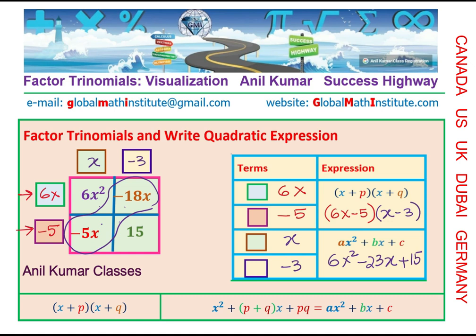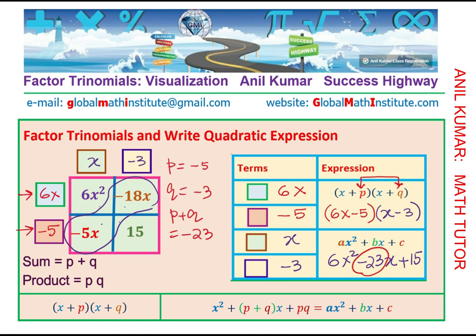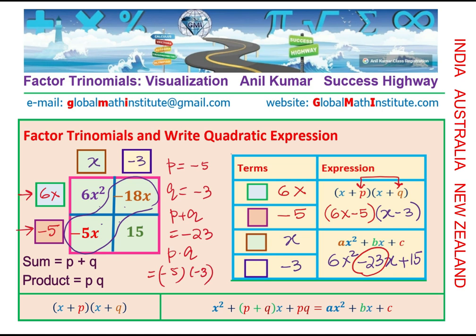Now, look here. If you're calling these numbers p and q, in our case p is equal to minus 5, q is equal to minus 3. You can see that p plus q is equal to minus 23, and that is the number which we got here as the coefficient of x. And what is p times q? The product is minus 5 times minus 3, which is plus 15. There you go. So sum and product is the strategy to factor these trinomials, which we have beautifully shown with the help of this box.